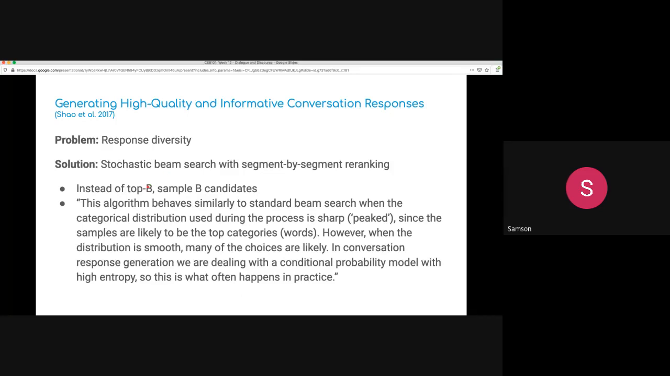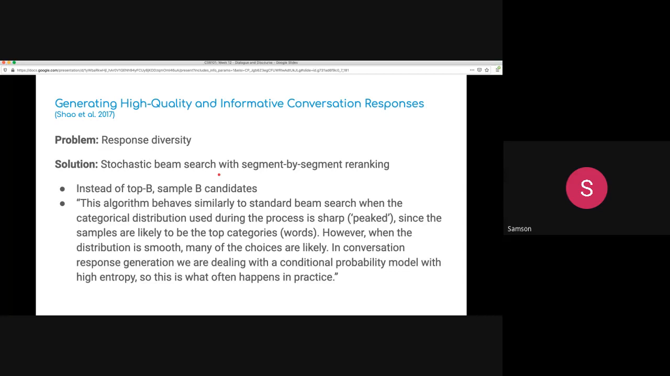So the normal beam search is like you choose the top, let's say B, where B is the beam width. So let's say you choose the top five candidates with the highest probability, and then you go again with the top five at the next step. What they do instead is choose any five, or any B, candidates. That's why they call it stochastic.